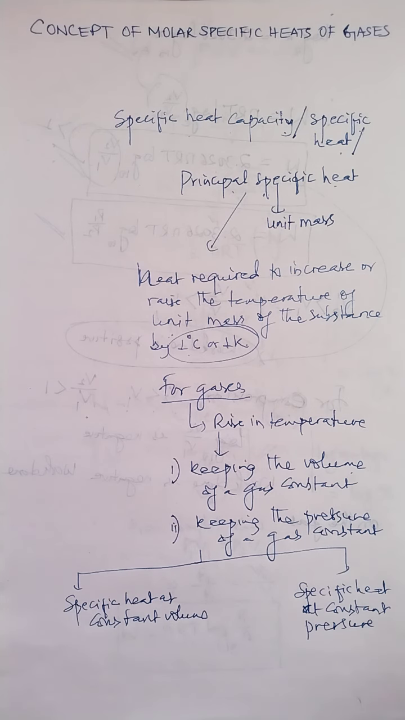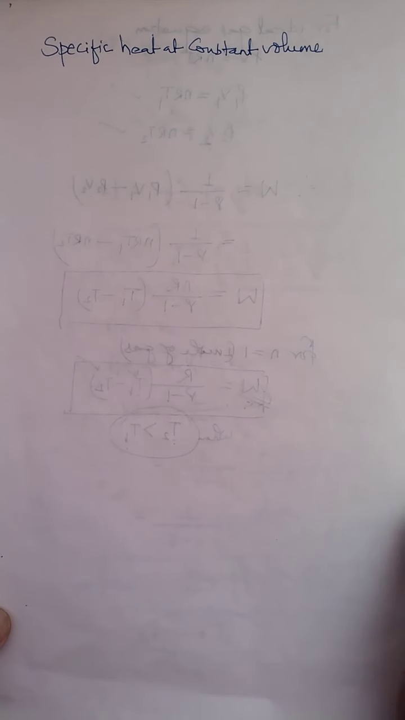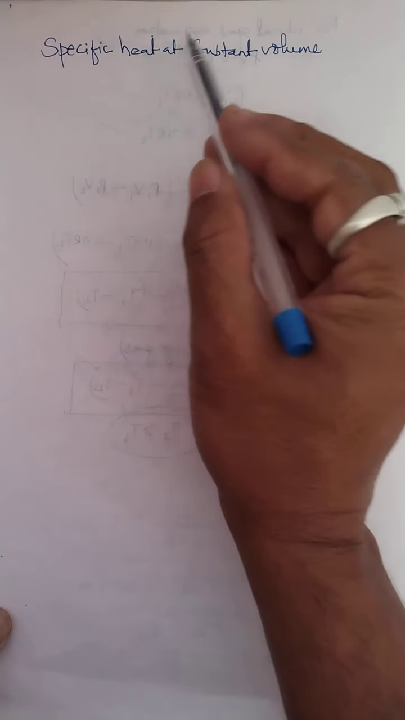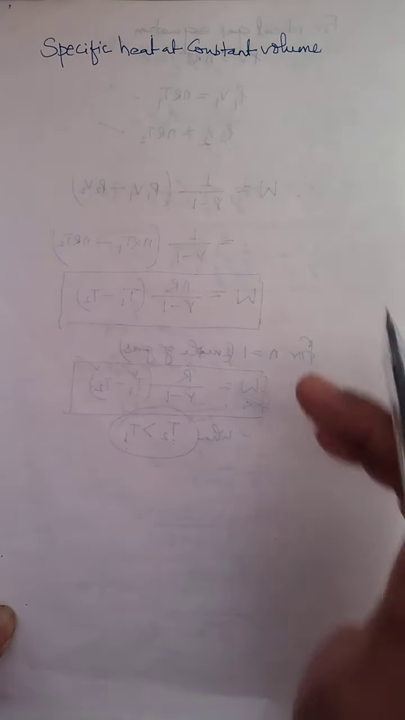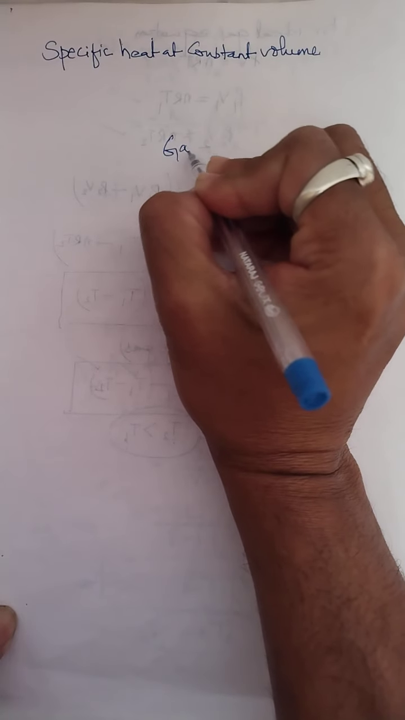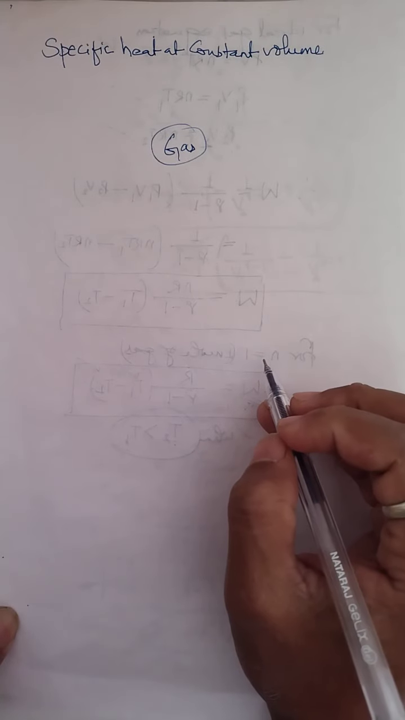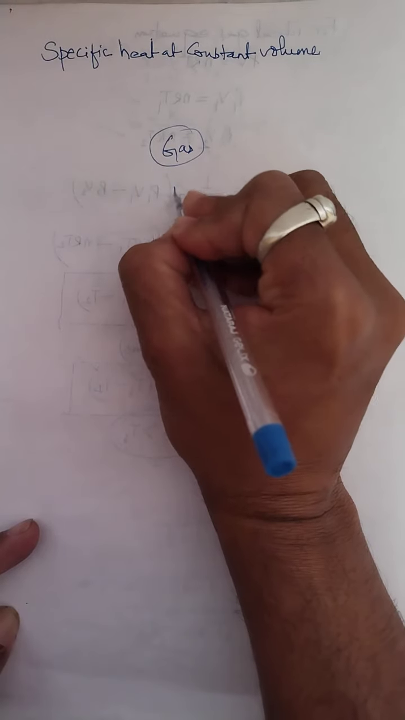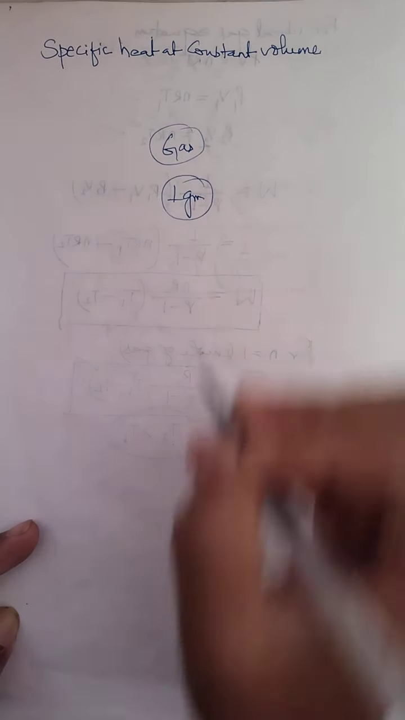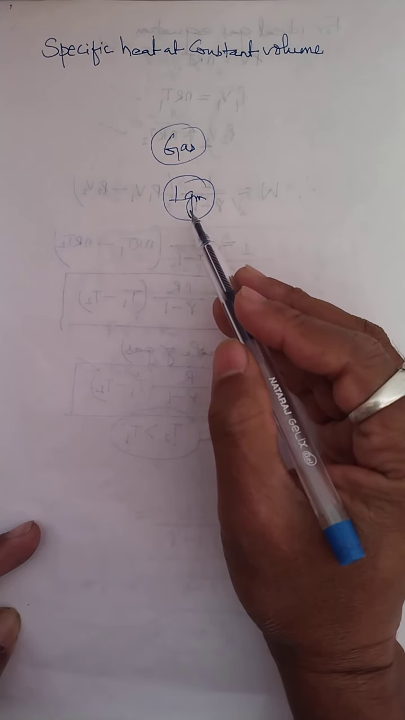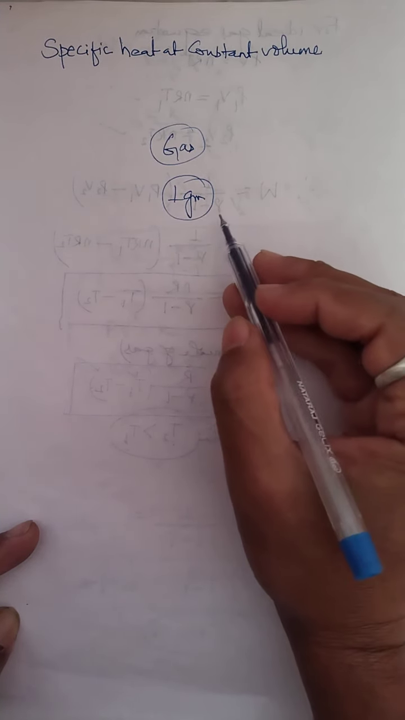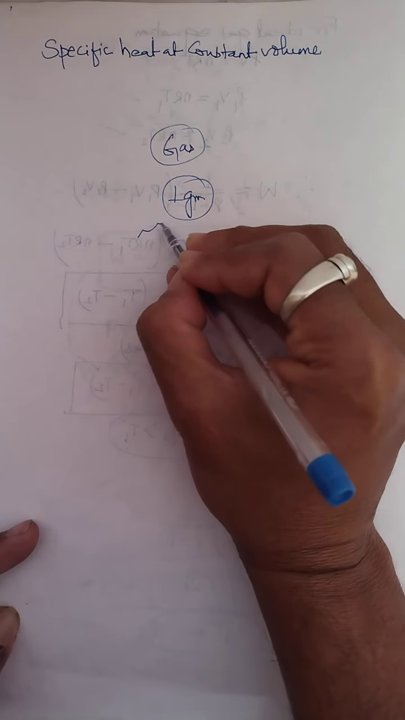Now to know what is specific heat at constant volume and how to define it, let me just define now. Now children, in order to define specific heat at constant volume, let me take a gas. Suppose we have a gas, and I take 1 gram of gas. So 1 gram is the mass of the gas, and 1 gram is the unit mass of the gas. Now in this gas, we supply heat.